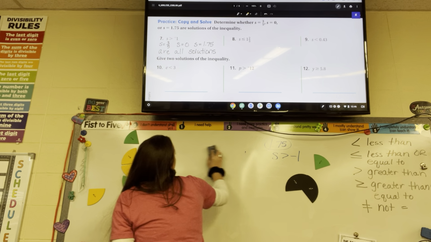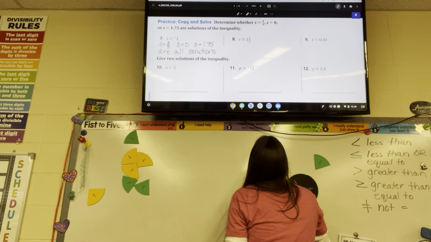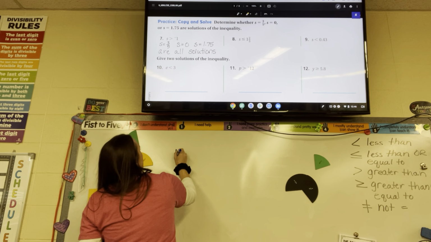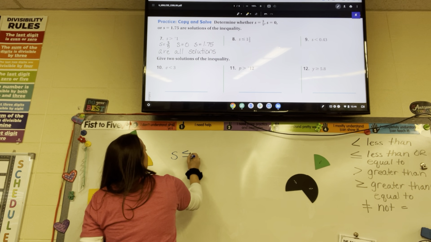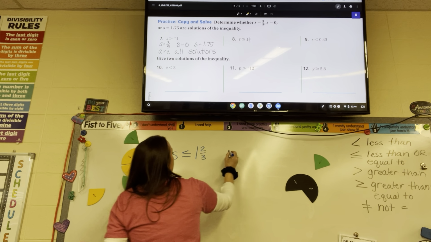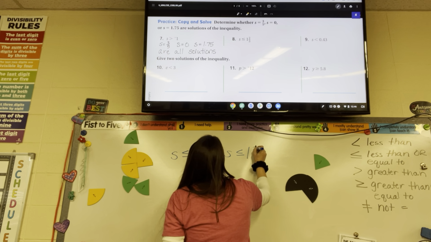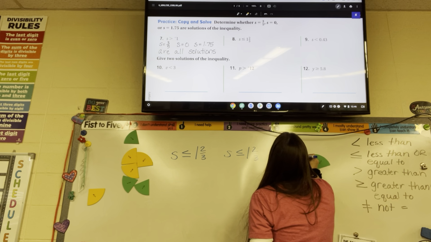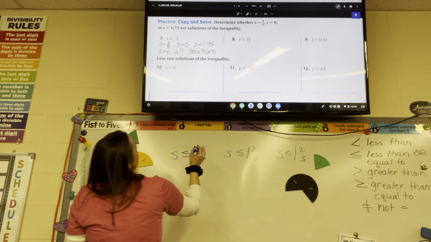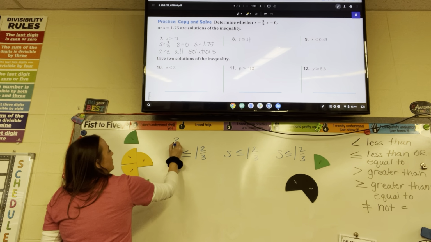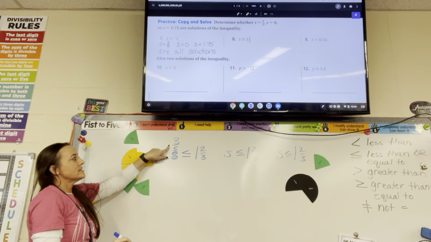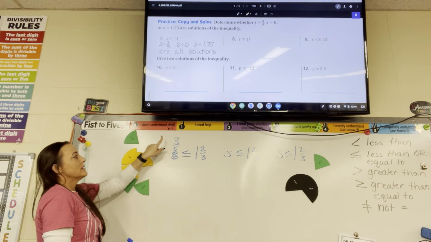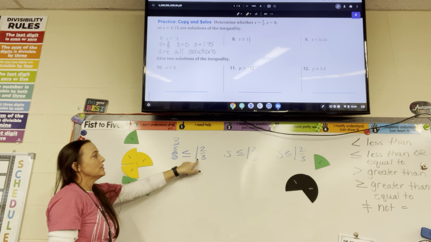Next, we're gonna plug in for the S in this inequality. S is less than or equal to 1 and 2/3. First, I'm gonna plug in 3/5. Is 3/5 less than 1 and 2/3?